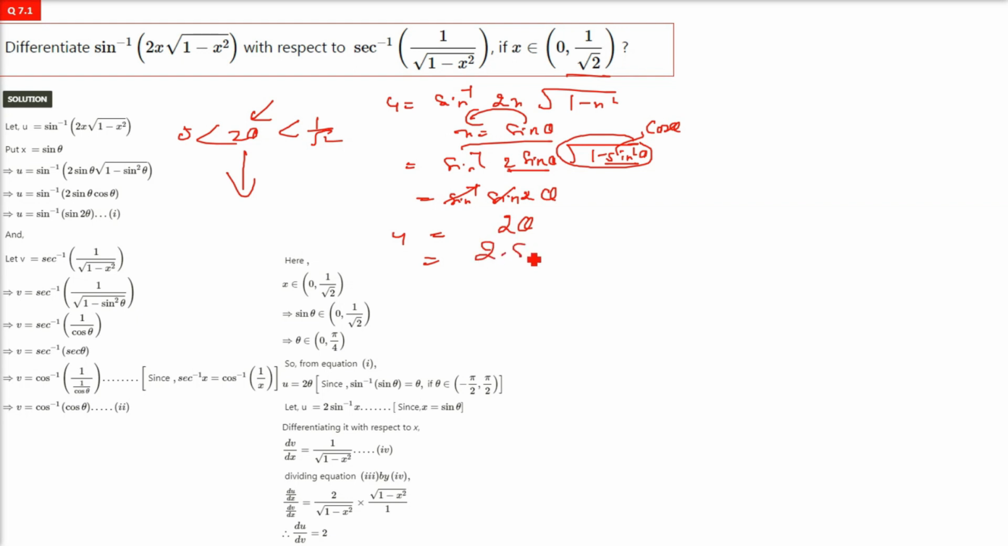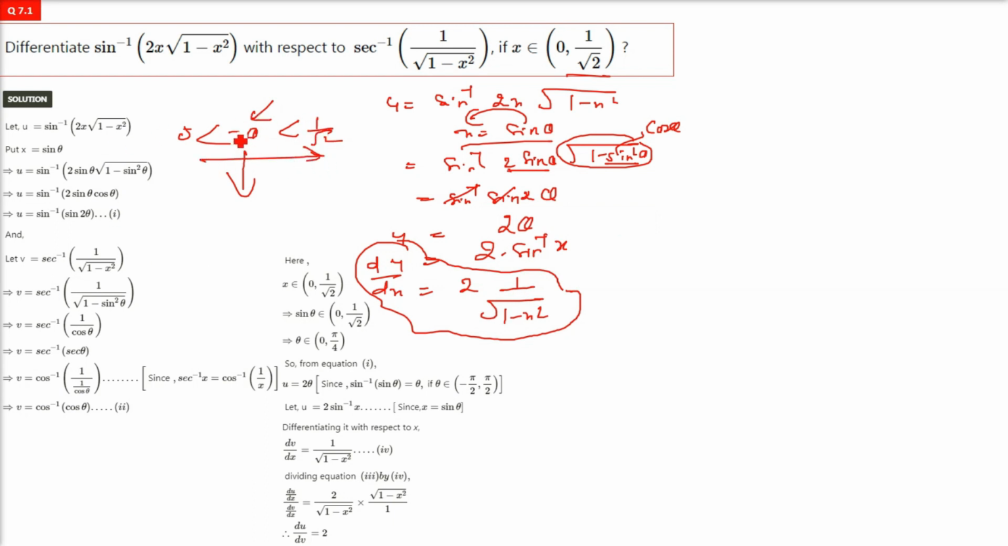u equals 2 theta. 2 into theta is sine inverse x. So du by dx is 2 into sine inverse x, which is simply 1 by under root 1 minus x square. This differentiation we already know. So 2 into 1 by under root 1 minus x square it will be. This is du by dx simply. Next step will be dv by dx. Okay, dv by dx, let us see what do we get.